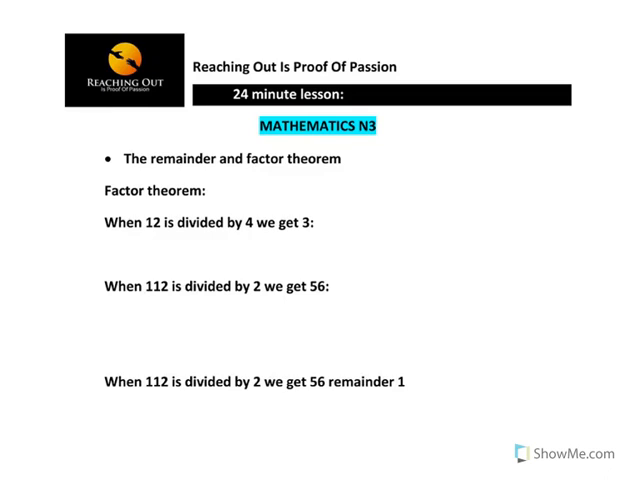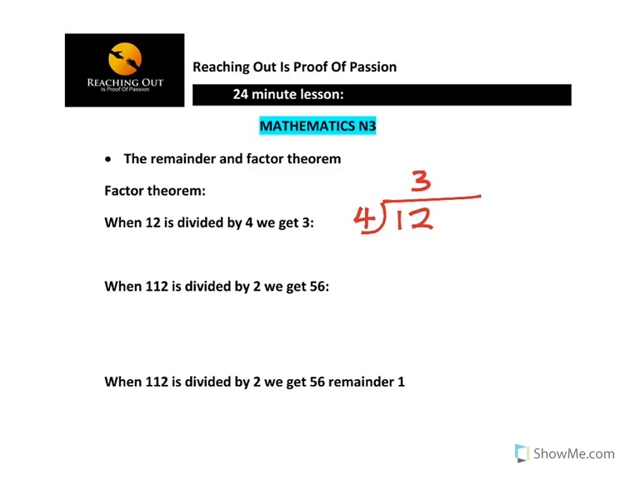When we're looking at the remainder theorem or the factor theorem, let's start by looking at the common examples that we are used to. When we say 12 divided by 4, using long division, we get 3. We are saying 4 is a factor of 12 and there is no remainder. Let us move on to the next one.